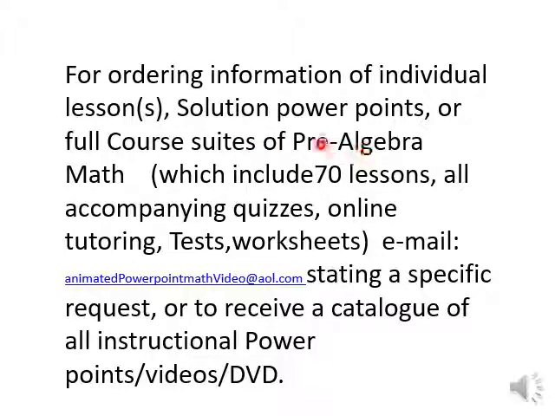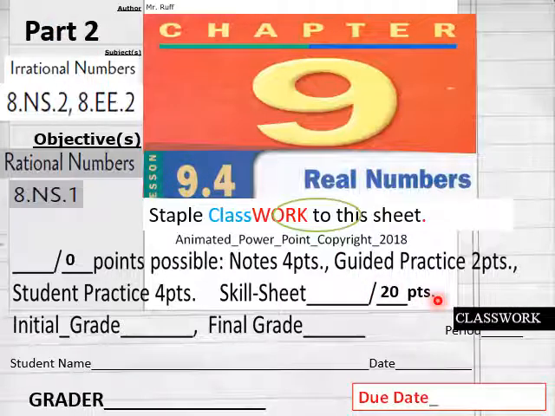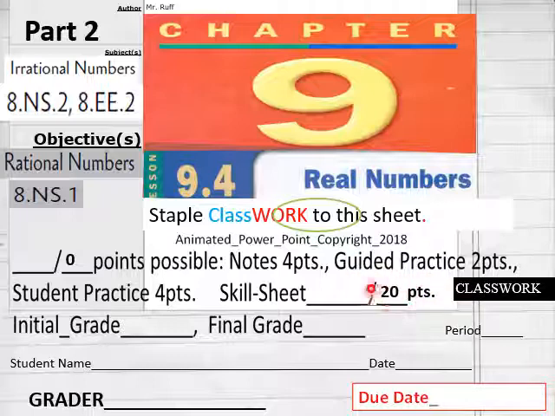Hello everybody, getting ready to do lesson 9.4 part 2 pre-algebra math today, classwork. The classwork today for 9.4 part 2 is 20 points on your classwork sheet, so have your classwork sheet out in front of you.